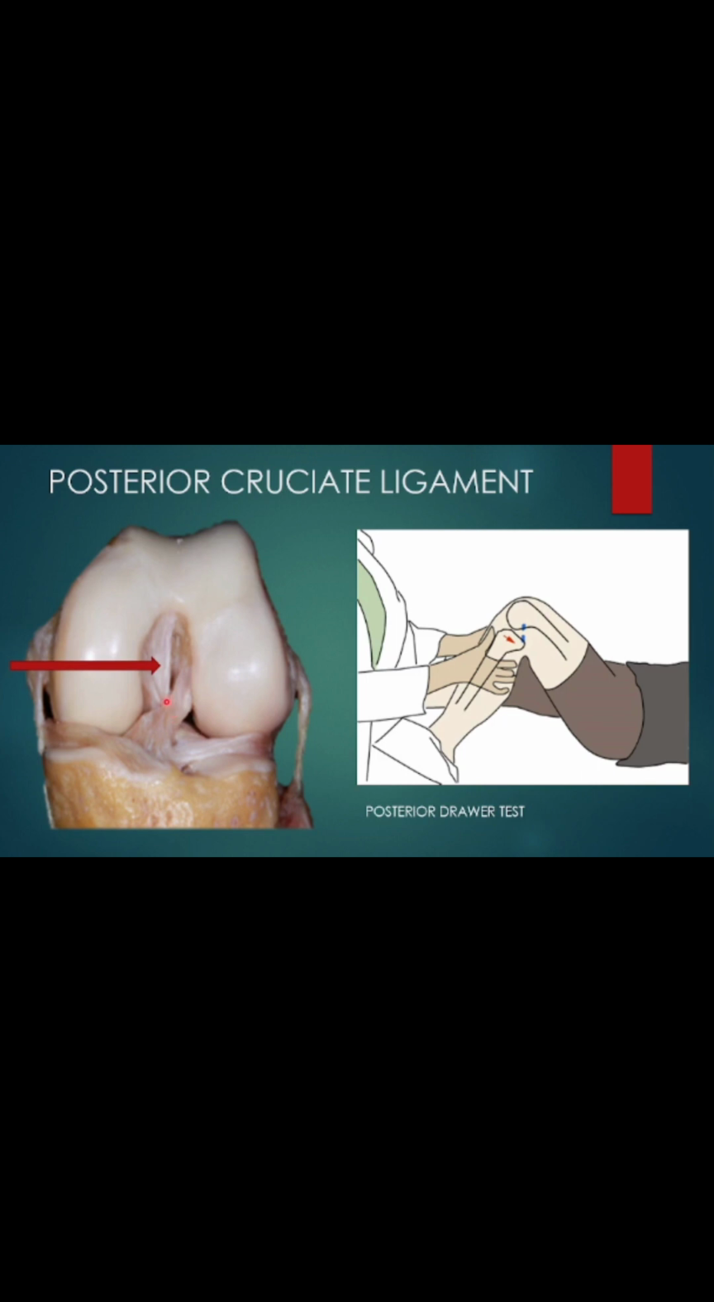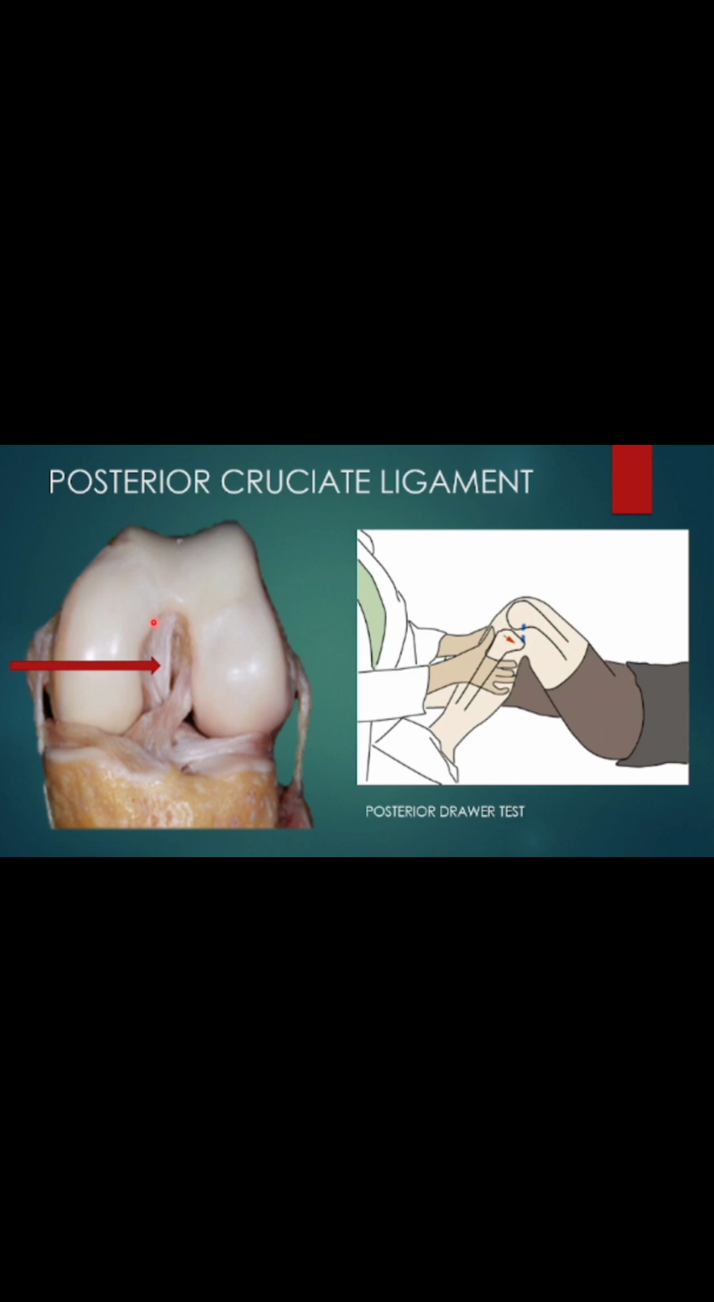The posterior cruciate ligament has got the tibial attachment on the posterior part of intercondylar area and the femoral attachment is to the anterior part of lateral surface of the medial condyle on the femur. So what is the function of the posterior cruciate ligament? It prevents the anterior dislocation of femur on tibia or the posterior dislocation of tibia on femur.